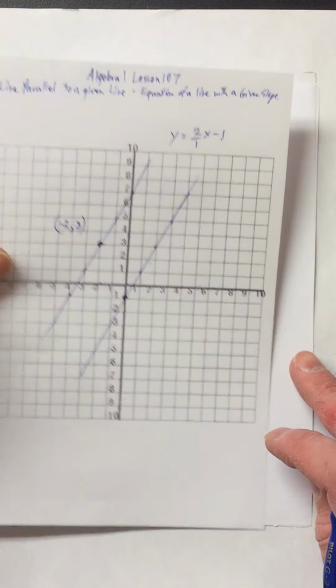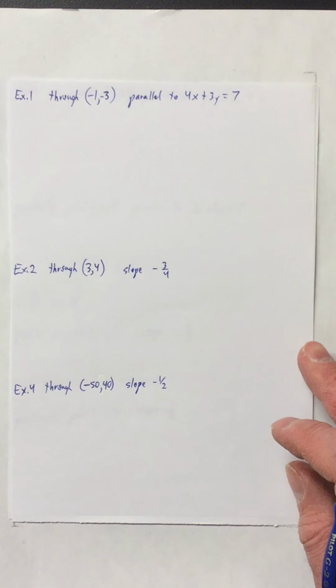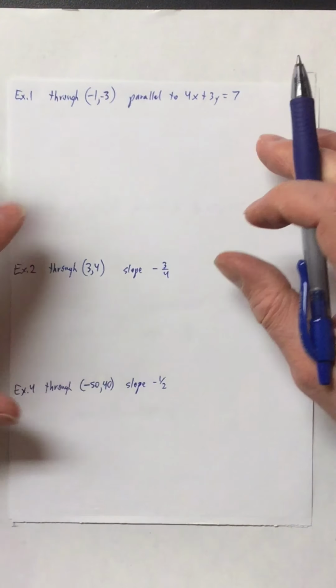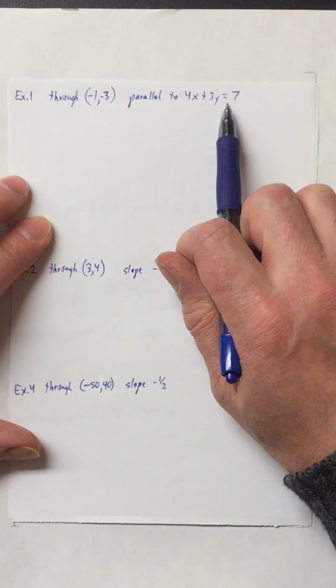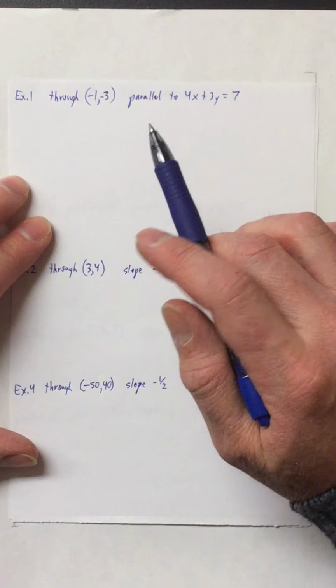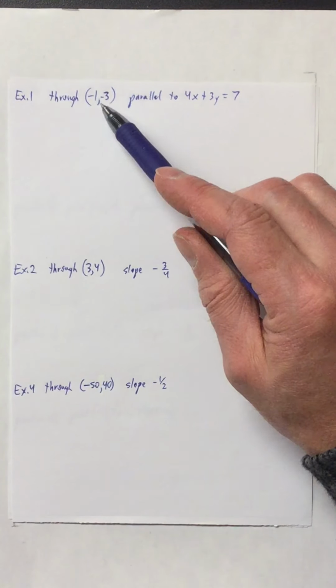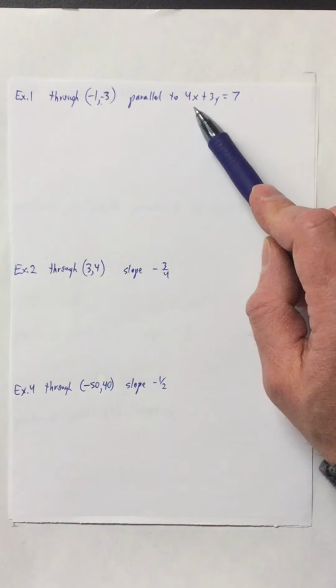Otherwise, if they're different, they're eventually going to cross somewhere in the graph. So based on that principle, come over to our first example, and they give us an equation here, and then they ask us, what is the equation for a line that goes through this point but is parallel to this one?